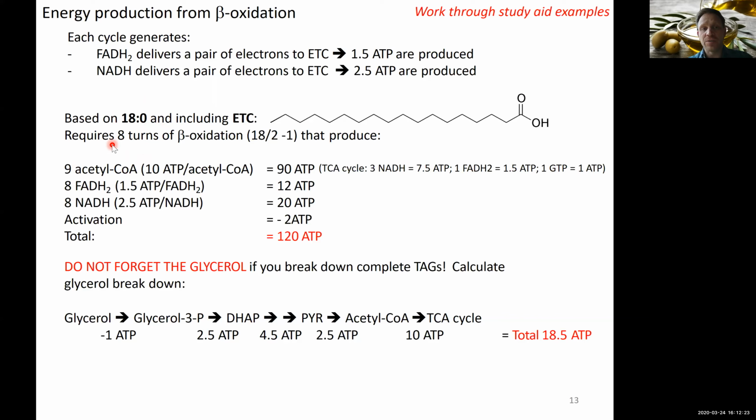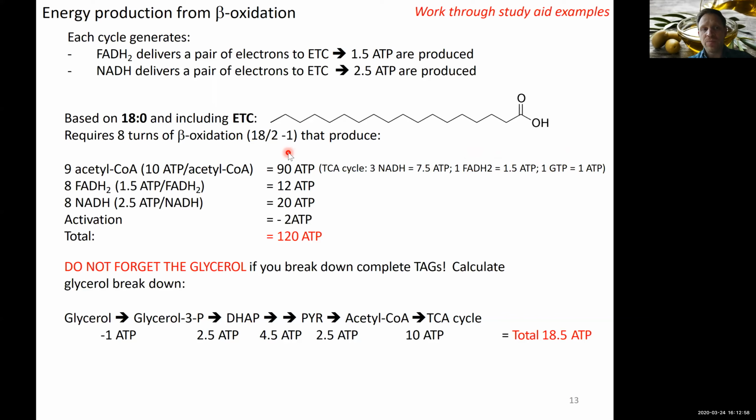If you remember our discussion on the TCA cycle, we're getting about 10 ATP per acetyl-CoA running it through the TCA cycle. This is combined from the 3 NADH that we are generating in the TCA cycle, making up 7.5 ATP, 1 FADH2 molecule for 1.5 ATP, and then 1 GTP, which is equivalent to 1 ATP. So every molecule of acetyl-CoA running through the TCA cycle will give you 10 ATP. So in this case, 90 ATP alone for the acetyl-CoA.